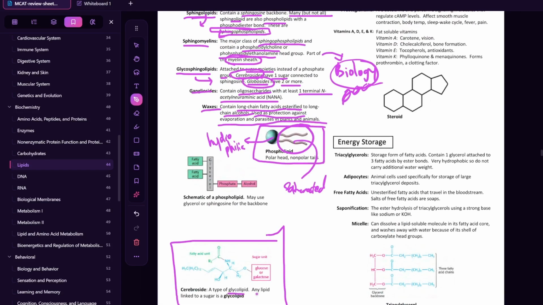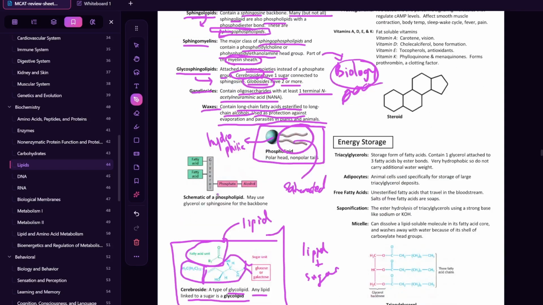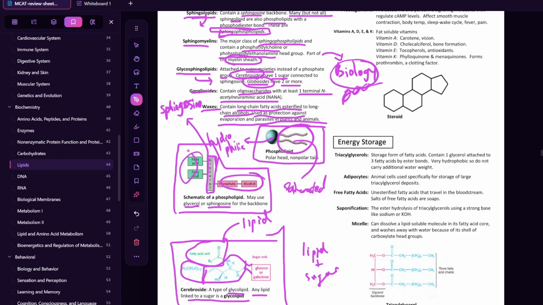Cerebroside is a type of glycolipid, and any lipid linked to a sugar is a glycolipid. So as you can see, this is the fatty acid unit, so lipid. And then you have the sugar unit. Sugar. So anything with lipid plus sugar. And then here's your schematic of a phospholipid. Many use glycerol or sphingosine for the backbone. So as you can see, this is the backbone using glycerol, but you can also have sphingosine as the backbone. The reason it's called a backbone is that it carries everything else that is here. So it has these fatty acid tails and also this phosphate head.